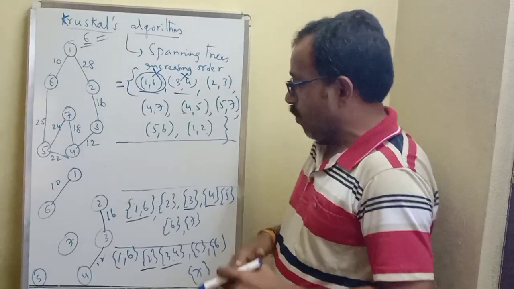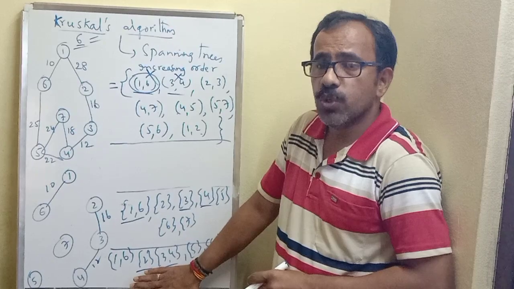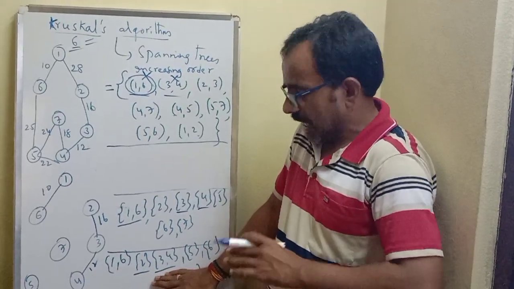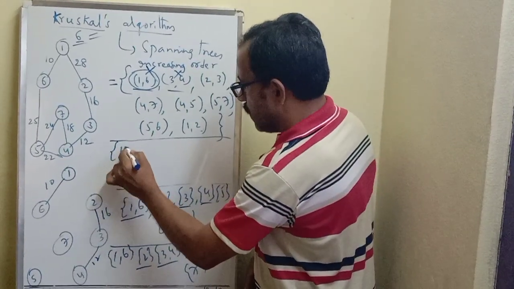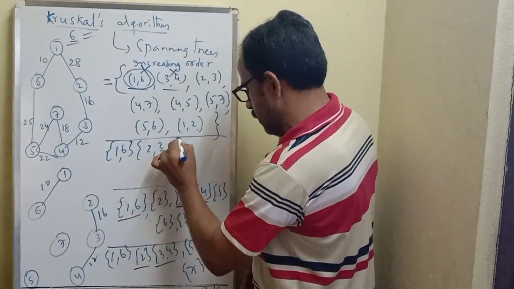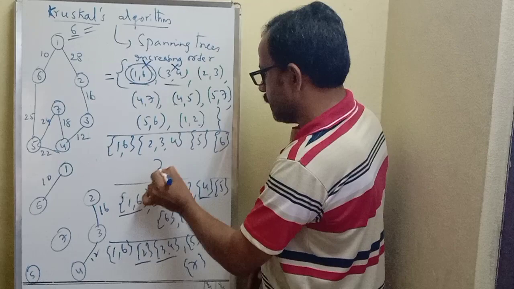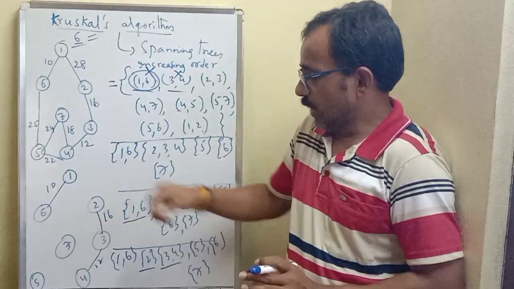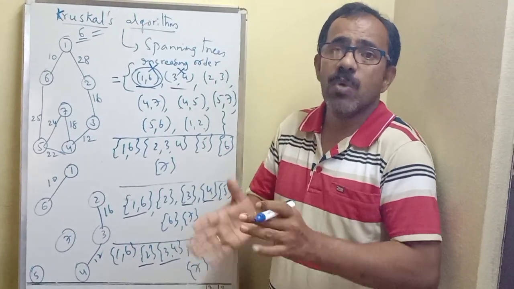So after updating, what is the principle now? Immediately combine the 2 sets. One set is containing 2, another set is containing 3. Now combine those 2 sets, then the resultant sets are like this: 1, 6, 2, 3, 4, 5, 6, and 7. How many edges have we included now? We included 3 edges. How many edges are required? 6 edges. Still 3 more edges are required.